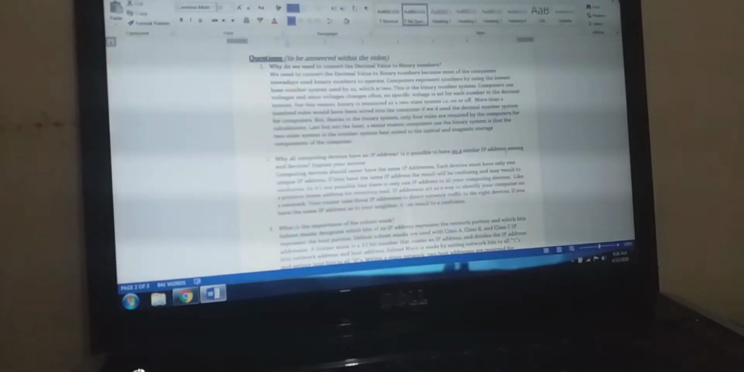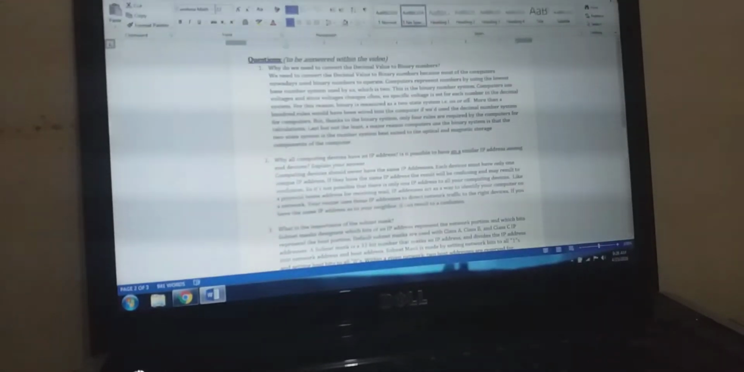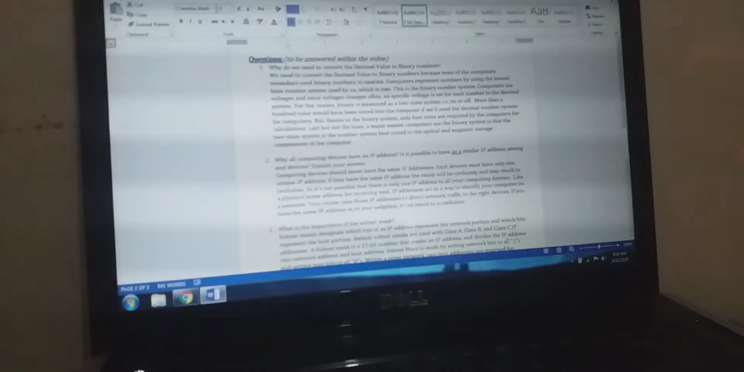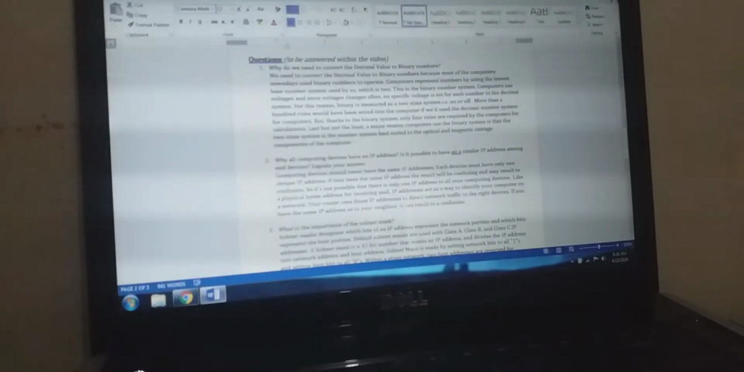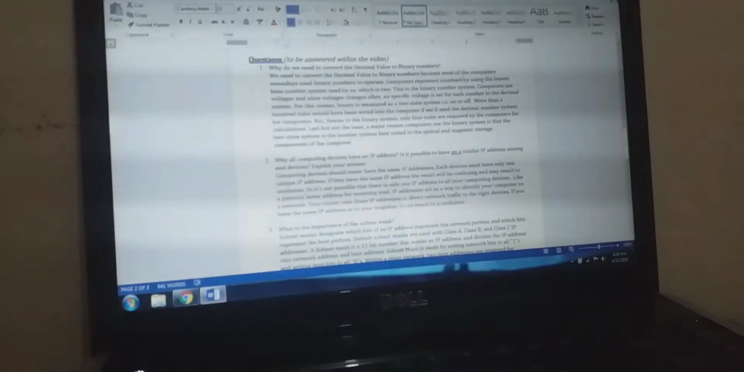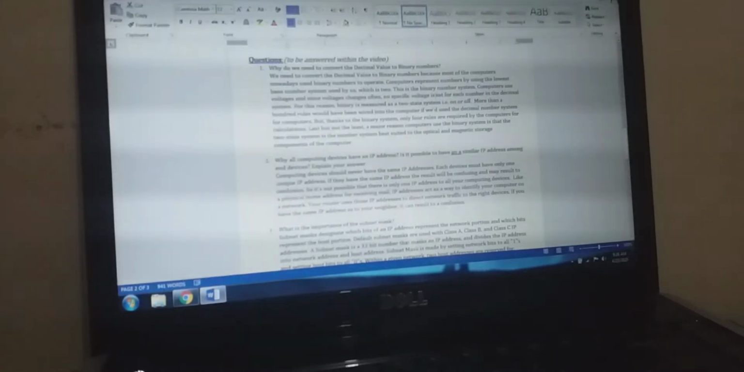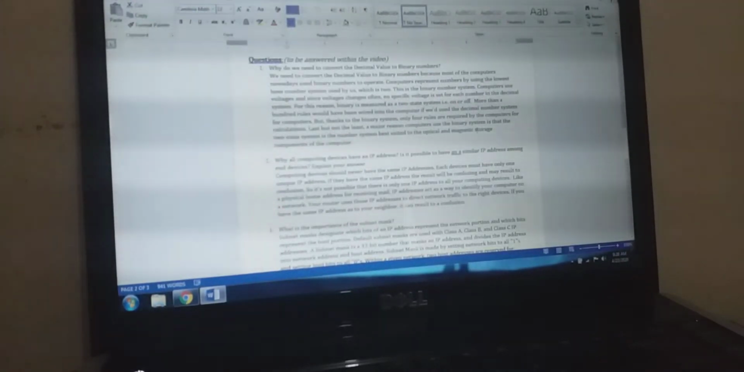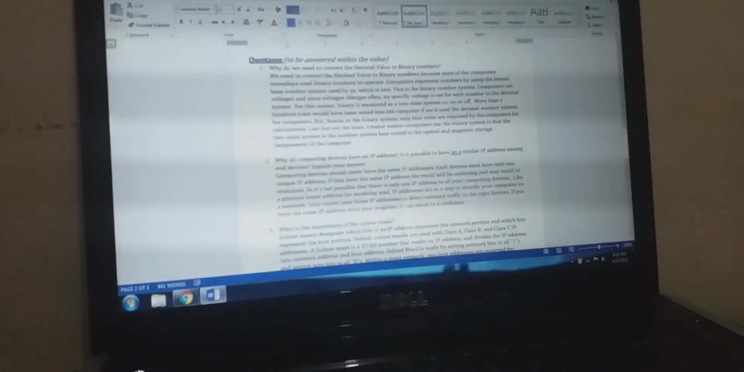Question number 1. Why do we need to convert the decimal value to binary numbers? So we need to convert the decimal value to binary numbers because most of the computers nowadays use binary numbers to operate. Computers represent numbers by using the lowest base number system used by us, which is 2.